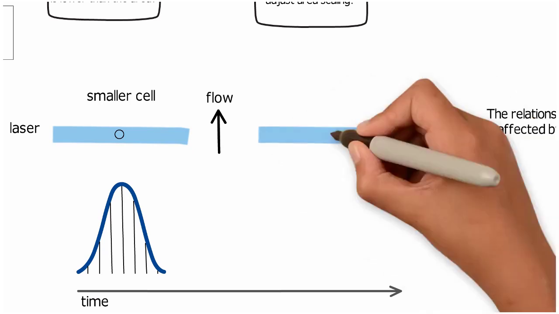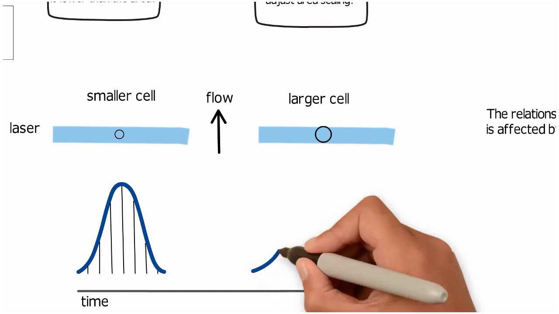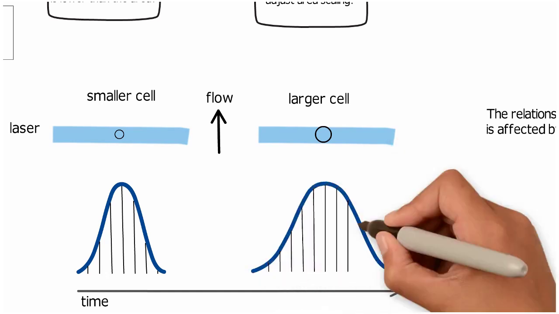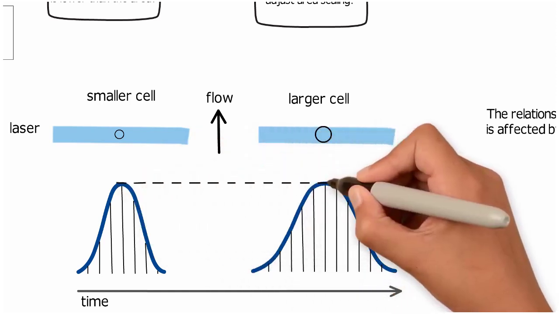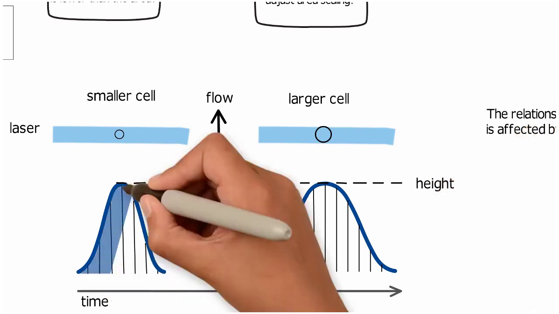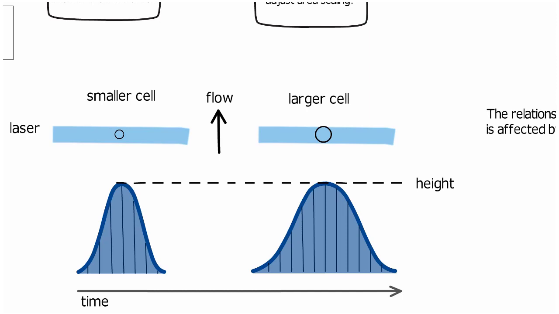When you run a cell that is larger, it takes longer to cross the laser, which changes the shape of the voltage pulse and increases the number of measurements collected for that pulse. Even if two particles have the same fluorescence and thus have the same height measurement, the area will not match because more measurements are collected for a larger cell, resulting in a larger area signal.